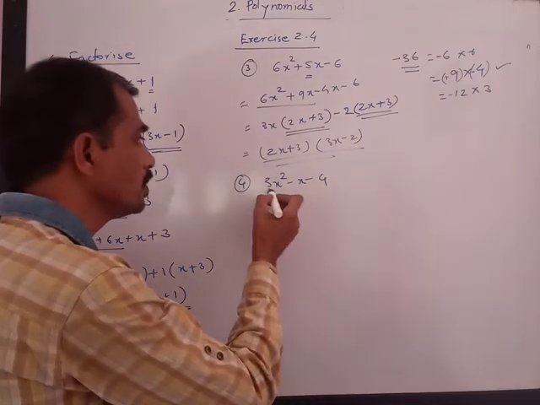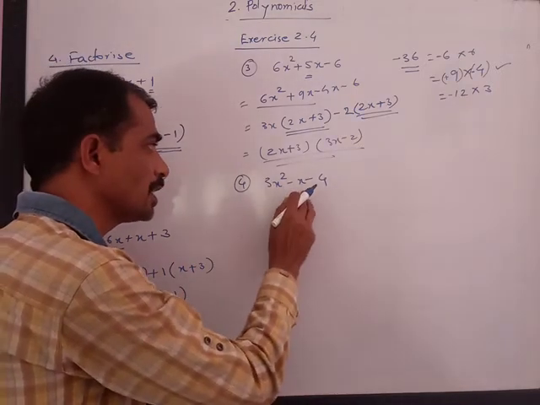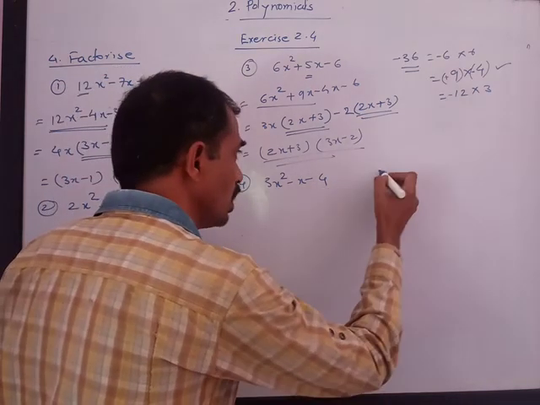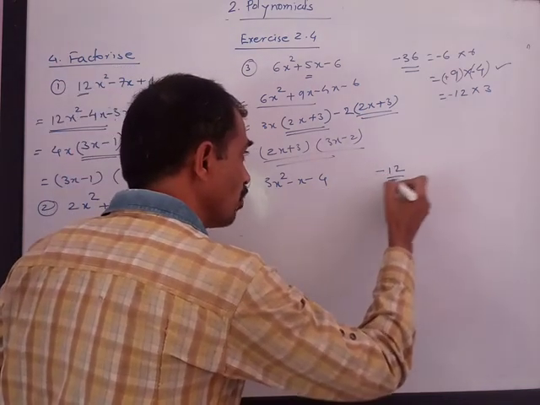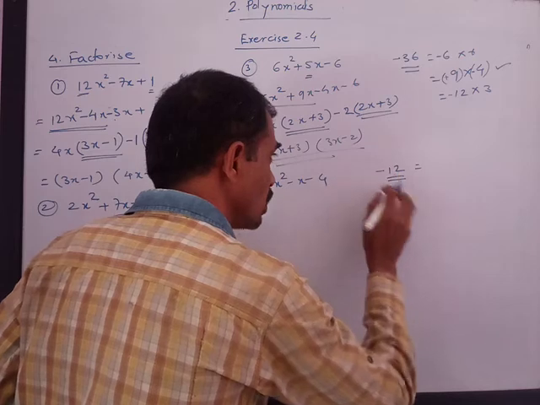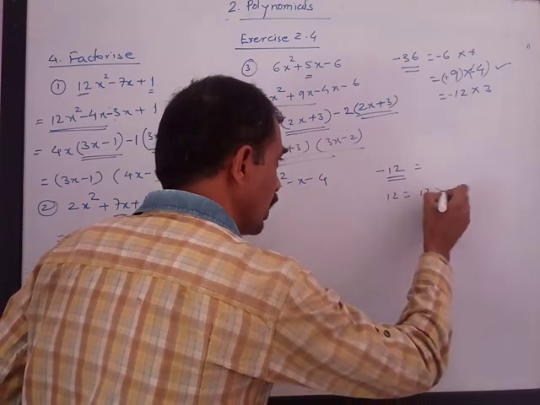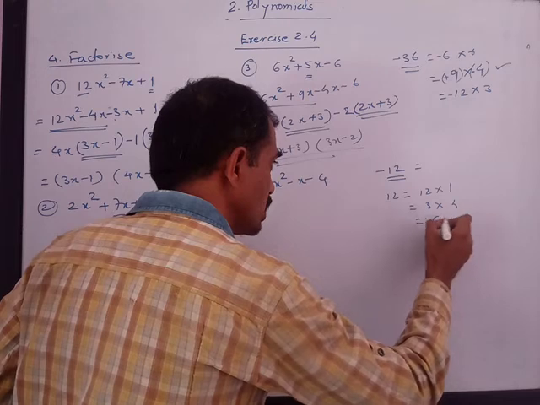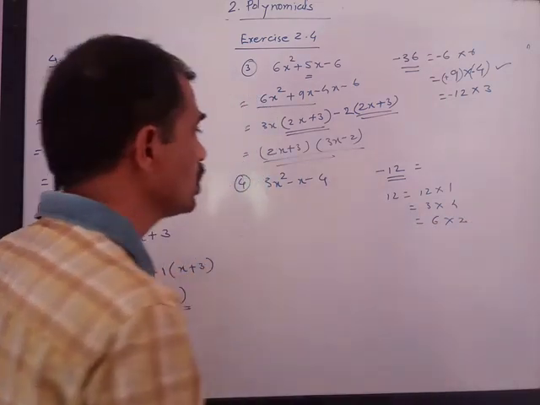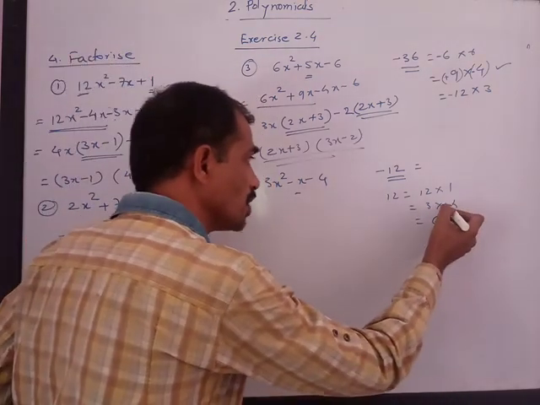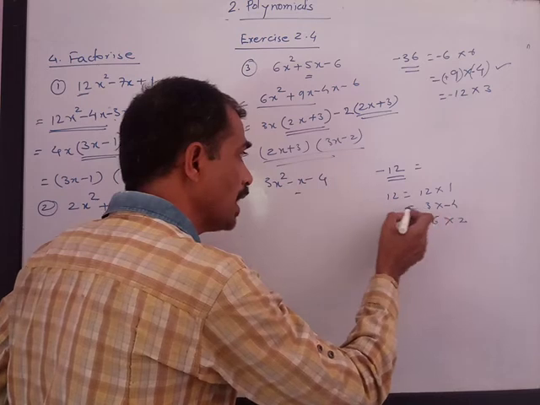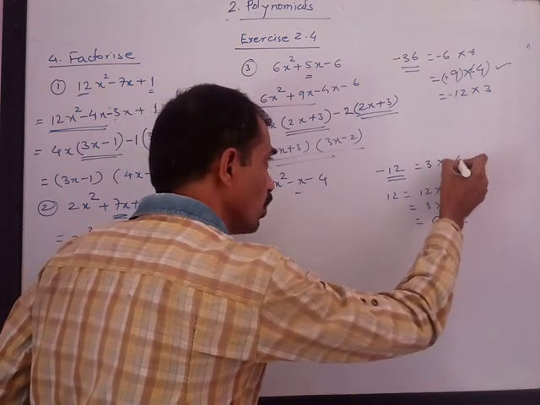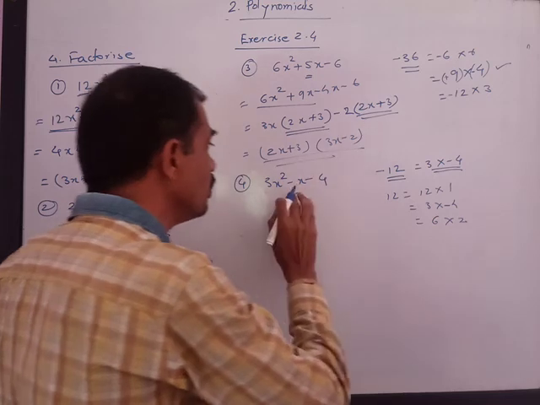Now we want, in fourth question, 3x square minus x minus 4. We want two numbers in such a way that their product is 3 4s are negative 12. Now factors of 12 are 12 into 1, then 3 into 4, then 6 into 2. Now we want sum negative 1. So 4 must have negative sign, then we can get negative 12 also. So this 3 into minus 4, we will get the middle term as well.